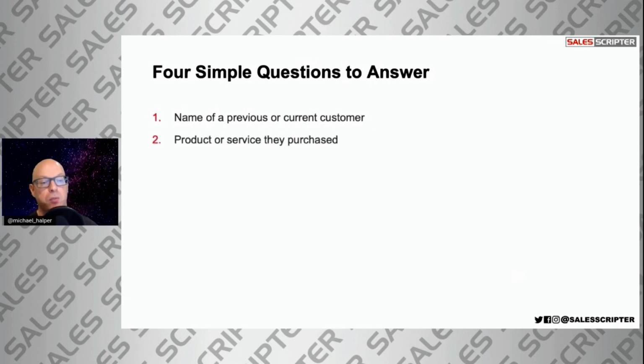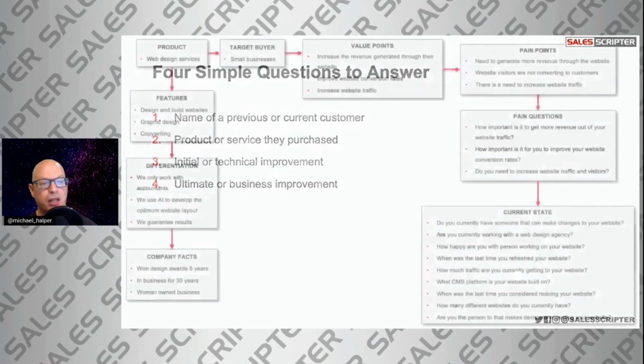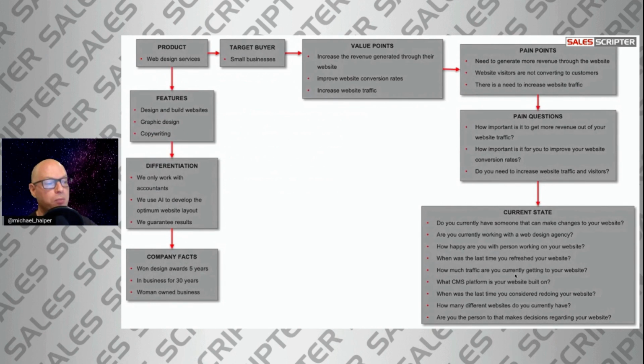Then number two is the product or service that you sold them. Then three is the initial or technical improvement. So that would probably be like level one of the three levels of value. So we're looking for a process or system or something we made work better. And then four is the ultimate or business improvement. So that would be level two, in terms of improving revenue or making something work better from a business standpoint. Once you have those four answers, basically you can plug those into a template that we create.